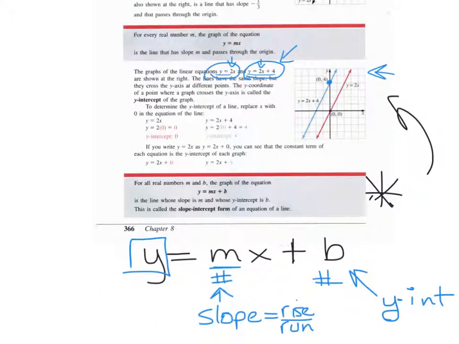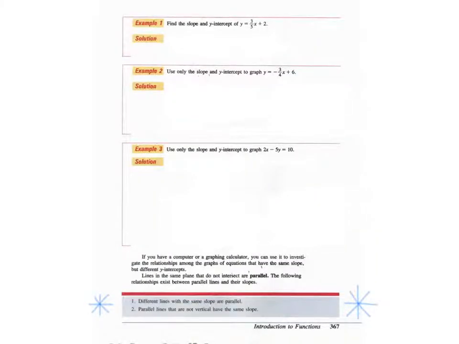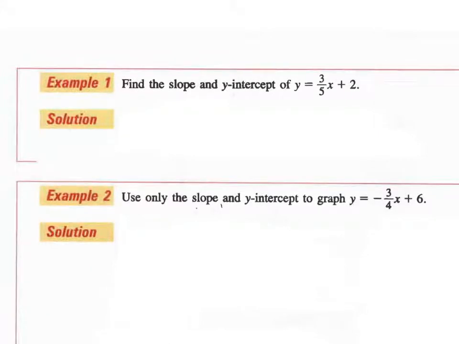So let's go ahead and try some of these. Go to the next page. So here it wants us to find the slope and the y-intercept. Now notice on this one, they're nice. They put it in the right order for us. It's already set up into y equals mx plus b.